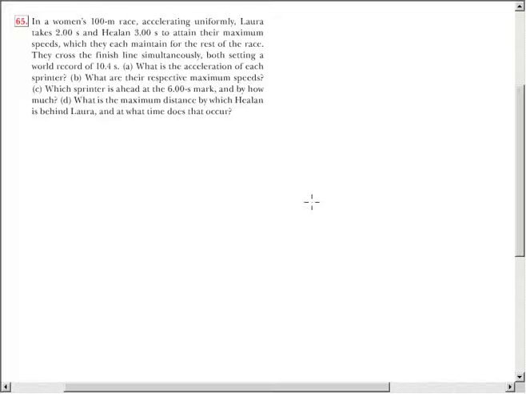The next part asks which sprinter is ahead at the 6-second mark. And a follow-on question is, what equation describes the motion after the 6-second mark? Pause the video and write down what equation you think describes the position of the runner at the 6-second mark.